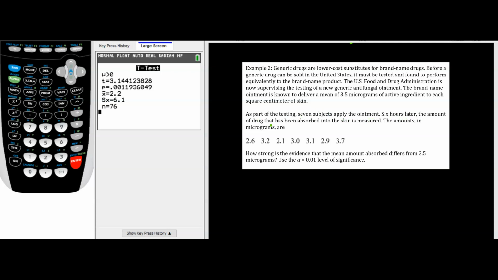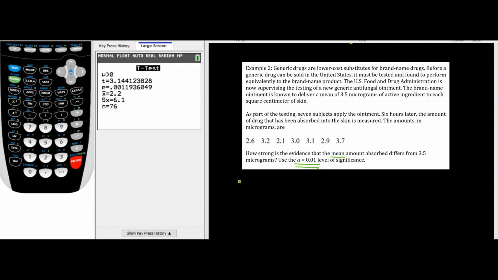6 hours later, the amount of drug that has been absorbed into the skin is measured. The amounts in micrograms are given right here from those 7 subjects. How strong is the evidence that the mean amount absorbed differs from 3.5 micrograms? Use the alpha equals 0.01 level of significance. Okay, so we've got a few things happening here that we need to talk about. First off, here's your clue that this is a hypothesis test. And we also know that this involves means.